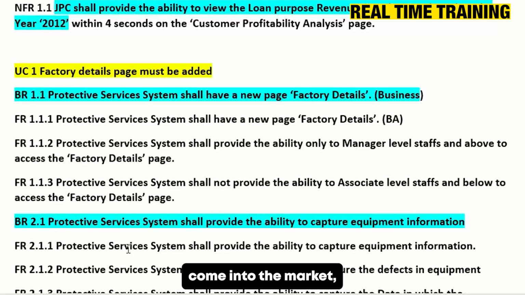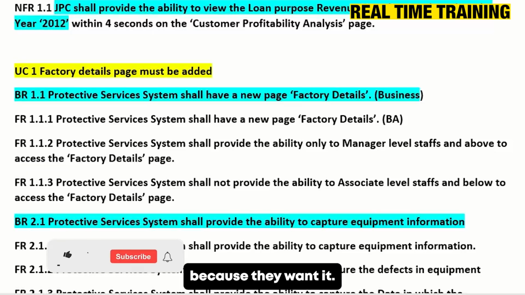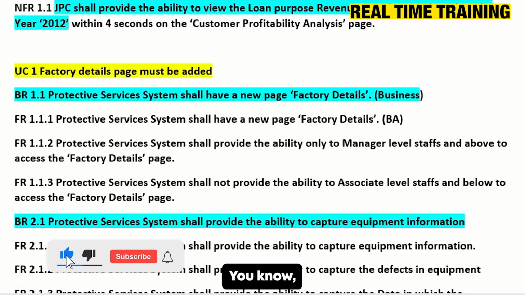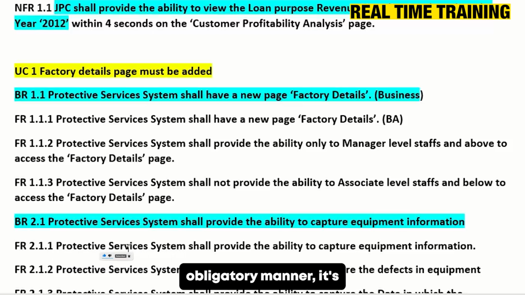Generally, when new BAs come into the market, all the developers will tell them, okay, come and explain this to me, explain that to me. You're not somebody's assistant. You don't have to keep explaining and explaining just because they want it. If they ask it of you in an obligatory manner, you don't have to help all the time.